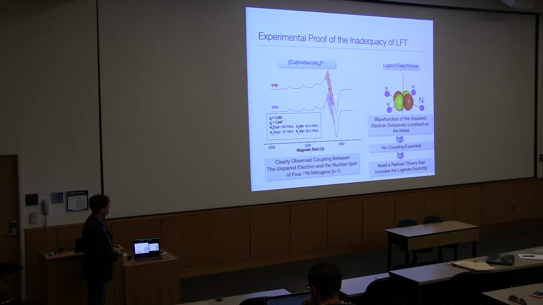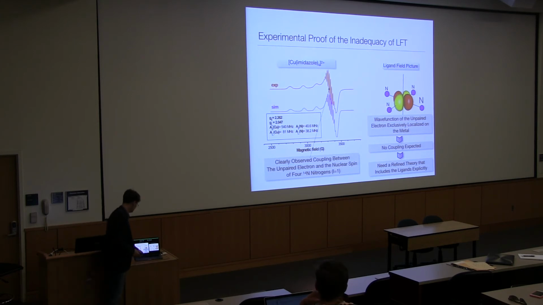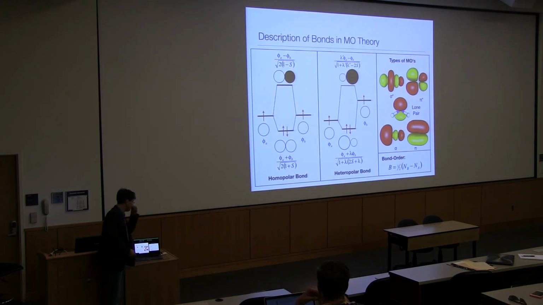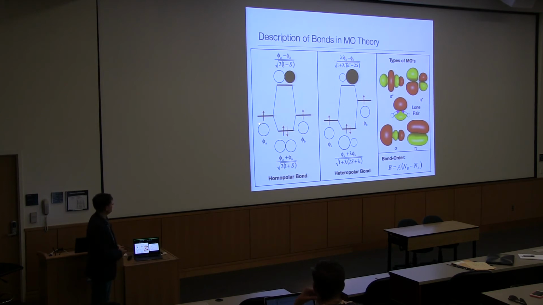And that means you need a refined theory that includes the ligands explicitly. At this point, you say, sorry, our dear colleagues from physics, the world isn't a point charge. You need to go a bit more into detail. And that theory, of course, is molecular orbital theory. In molecular orbital theory, you describe chemical bonds as forming between constituent atomic orbitals that interact with each other to form delocalized molecular orbitals.